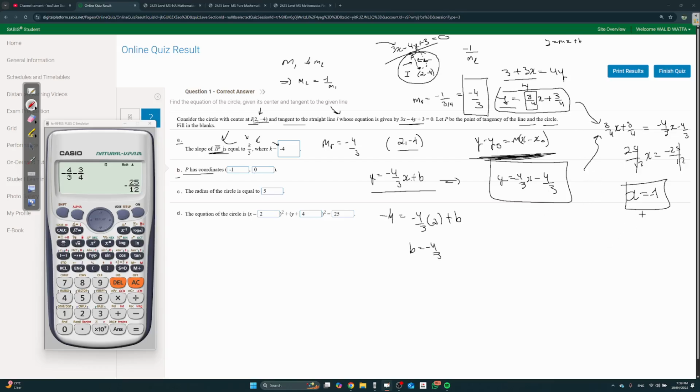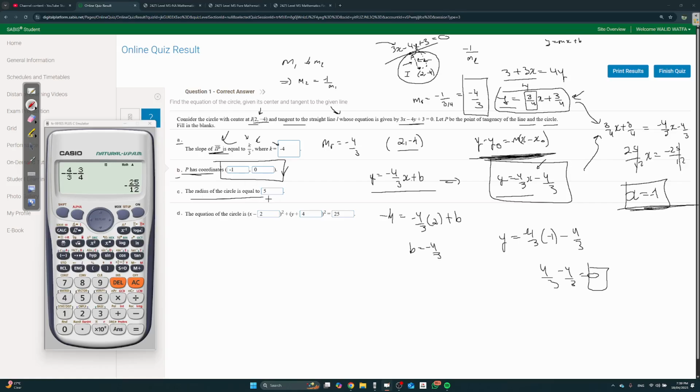So, can we find y knowing that x is equal to negative 1? Yes, you can just substitute x equals minus 1 into either this or this. So, you're going to do minus 4 over 3 into minus 1, minus 4 over 3. So minus 4 over 3 times minus 1 is just 4 over 3, right? Minus 4 over 3. So you're going to get that y is equal to 0. Or you can just do it on a calculator. So your coordinate for P is minus 1, comma 0.